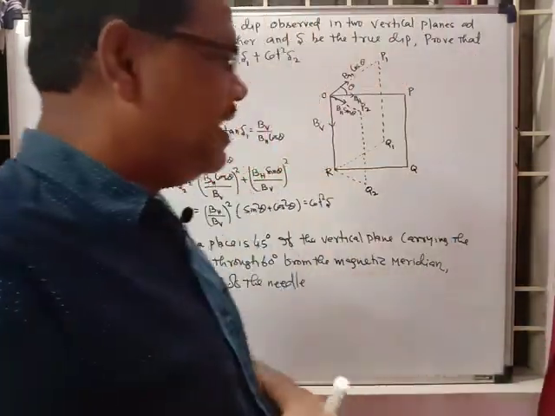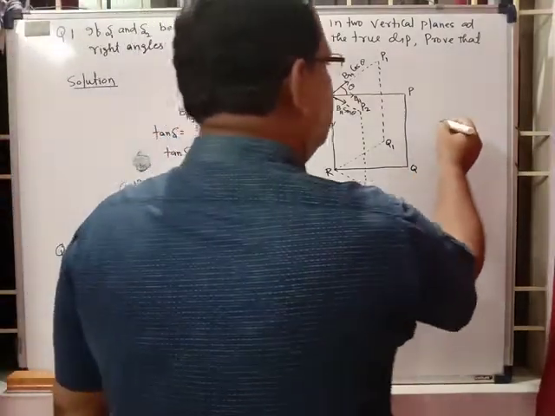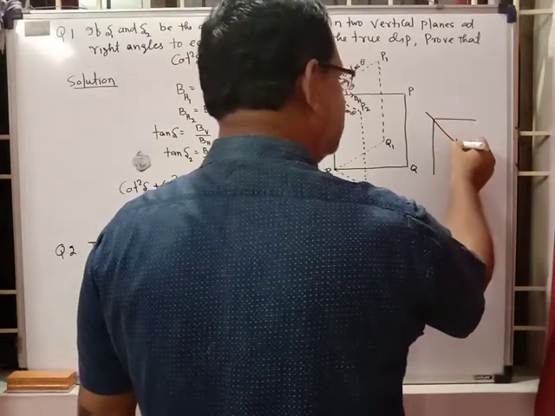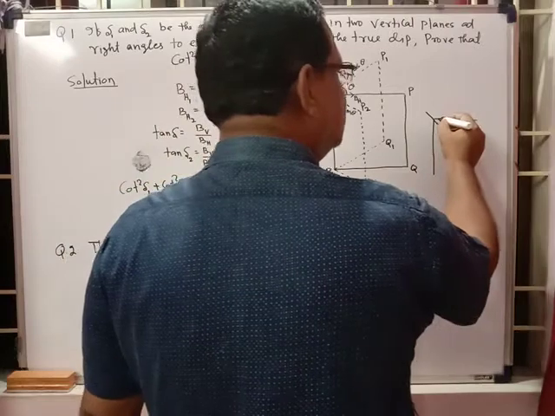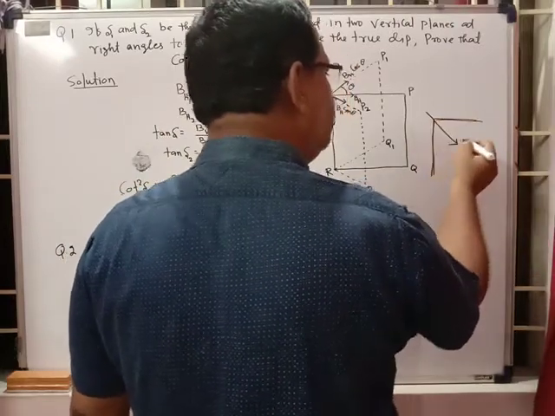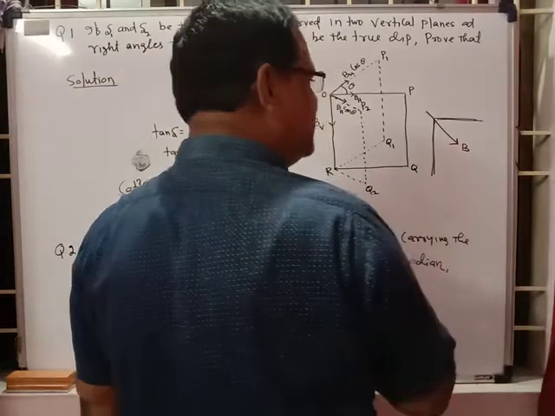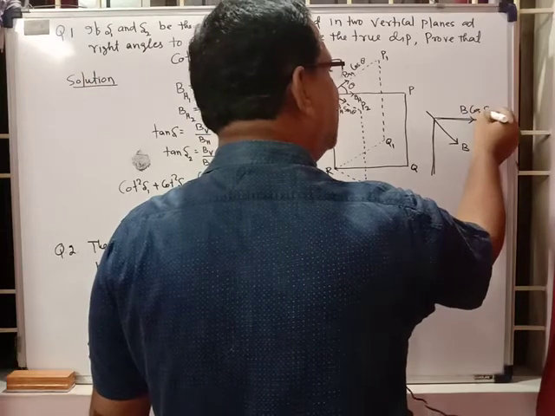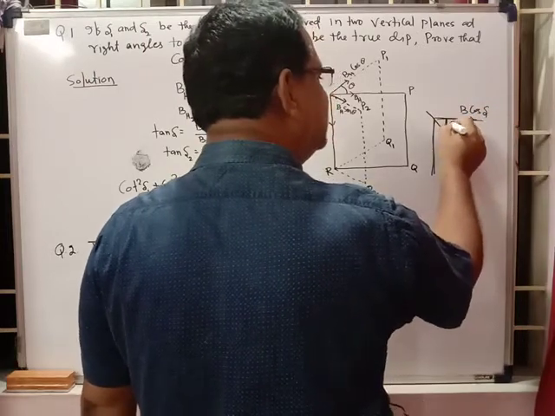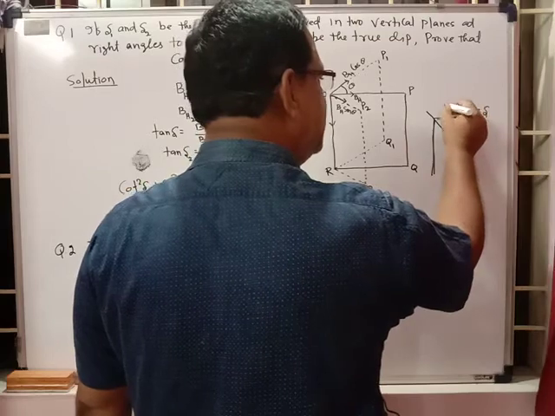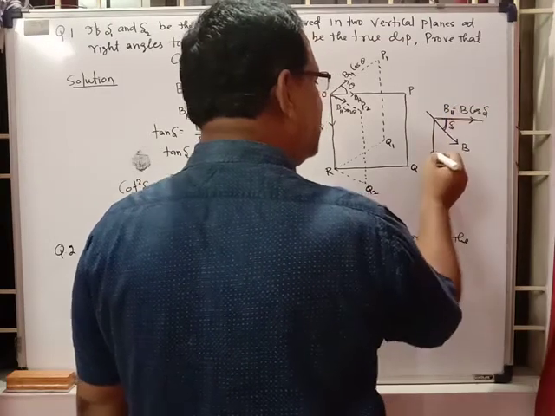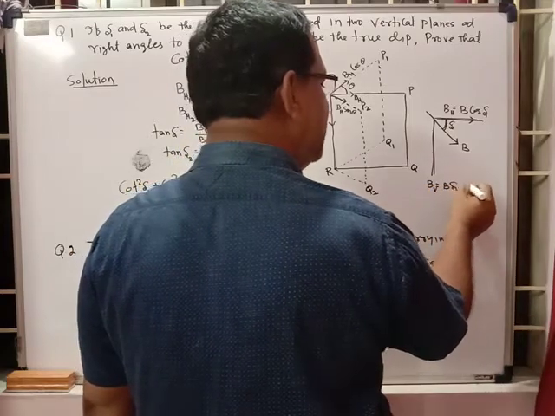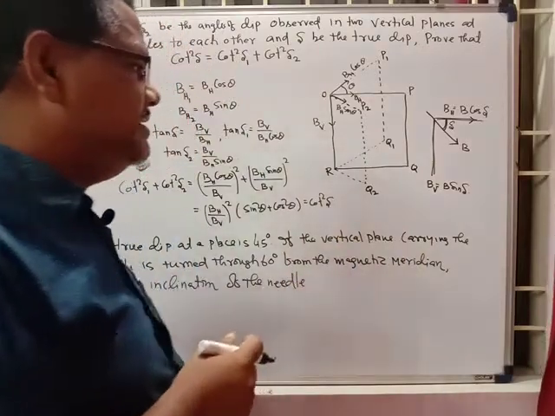Here I would like to discuss something else. If it is the magnetic meridian and the compass needle is rotating in the vertical circle, this is the horizontal component and this is the vertical component. If the magnetic field strength is B, the horizontal component BH will be B cos delta, where this angle is the dip angle, and the vertical component BV will be equal to B sin delta.